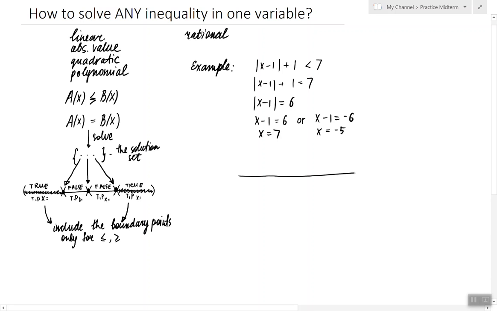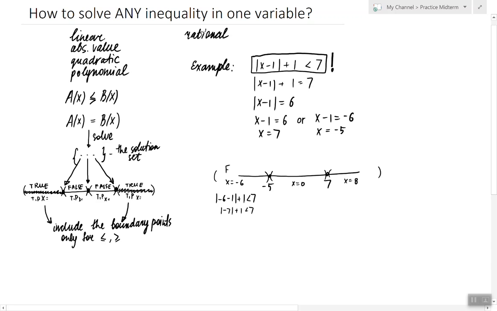Next, I take these two values, negative 5 and 7, and I put them on the number line. So now I have 3 intervals. And from each of these subintervals, I'm going to pick a test point and test my inequality. Remember, you have to test your inequality, not your equation. So let's test it at negative 6. Negative 6 minus 1 plus 1, is it less than 7? So we have the absolute value of negative 7 plus 1 less than 7. That's false.